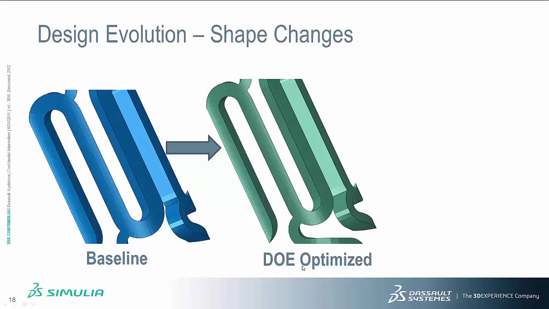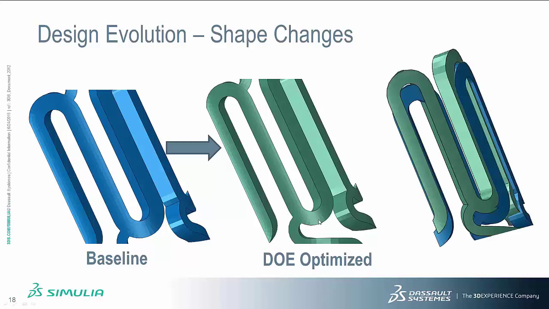And as you can see in the optimized geometry, the length is slightly larger and the radius is slightly smaller. It's a little more clear when we superimpose the two geometries. You can clearly see here that the length of the optimized stent is slightly longer and the radius is slightly shorter.